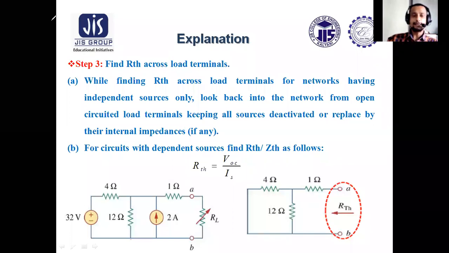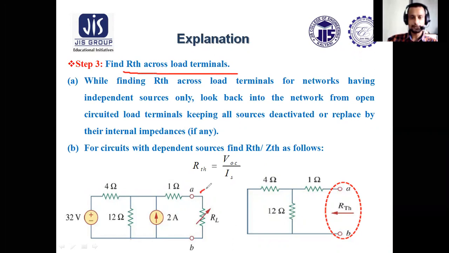Okay. See now, find RTH across load terminals. So this was the given question. Now after removing the load, as per step 1, the circuit will look like this at the load terminals. See, the load terminal is kept open. Now, for this circuit, there are two sources, and these two sources are independent sources. As there are no dependent sources involved, we'll follow this step A.